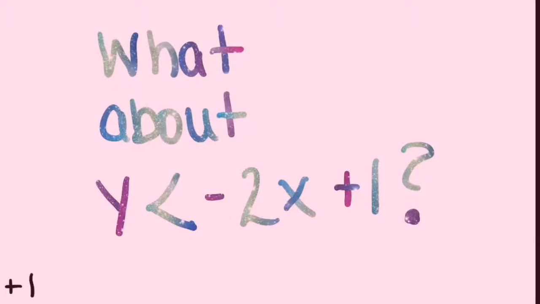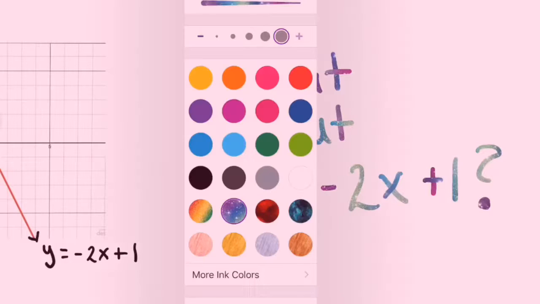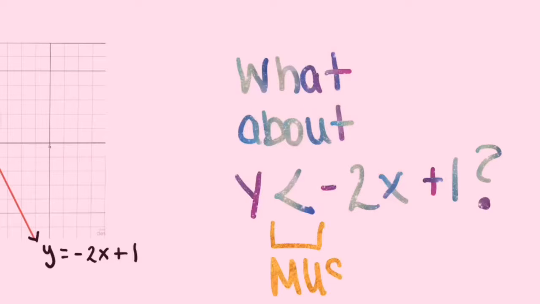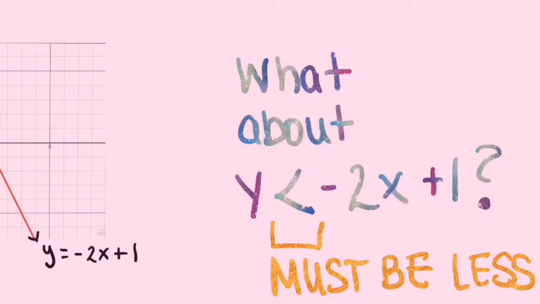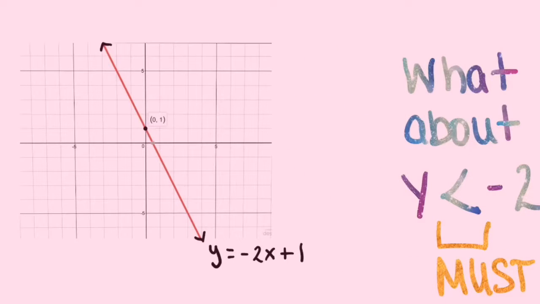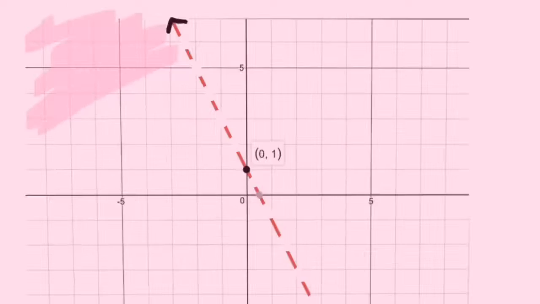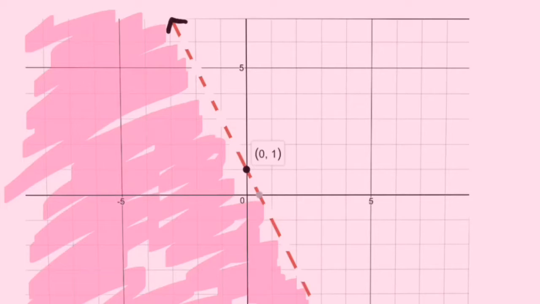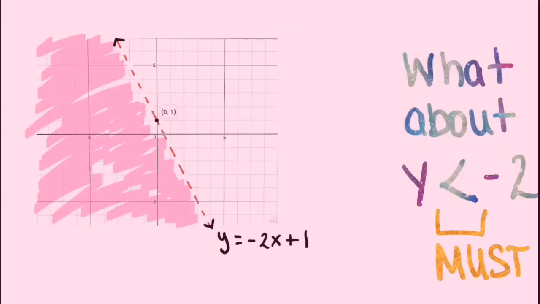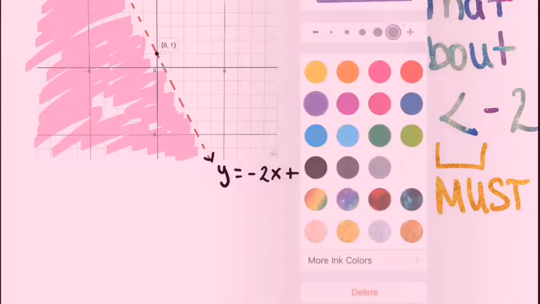So now, what about graphing y less than -2x plus 1? It's not going to be much different than graphing a line. It just needs to be less. So first, we can't actually be equal on the line, so let's dot out those values. We have to be values less than that, so we want to shade in the area underneath the line. Those are the values that are less than.